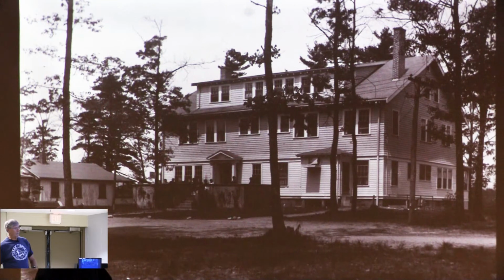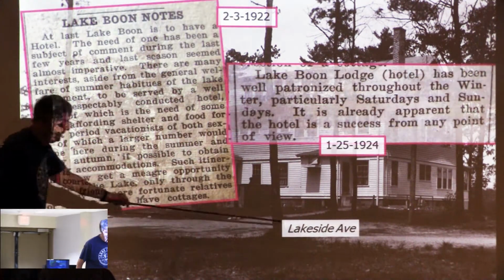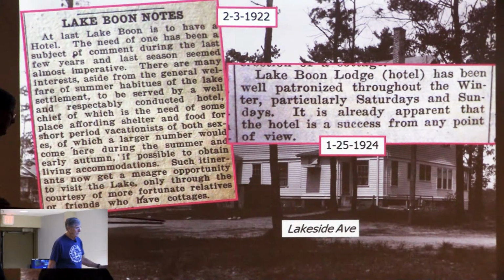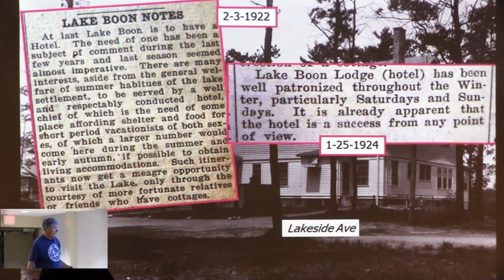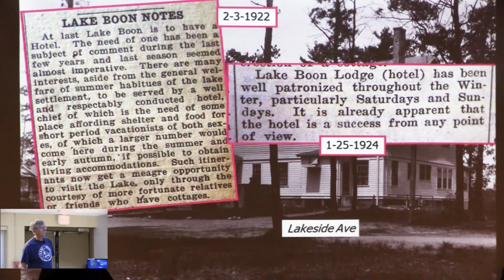Oh, here we are. This is the Lake Boone Lodge. This is Lakeside Ave here. If some of you are familiar with it, this is just about the turn on Lakeside, and Monahans Cove is off to your left. Looking back.